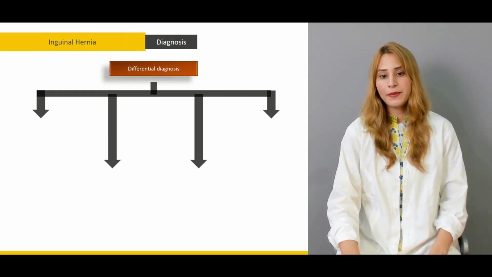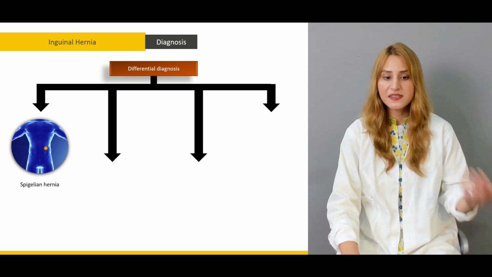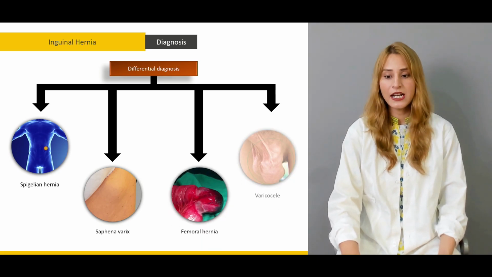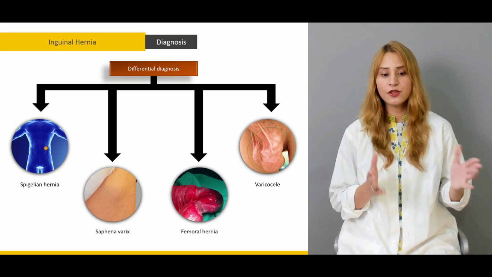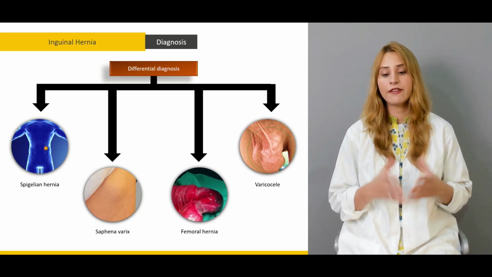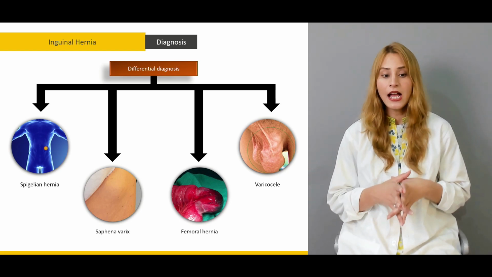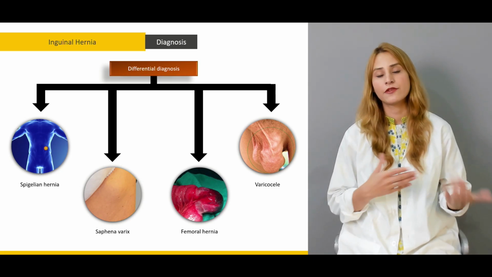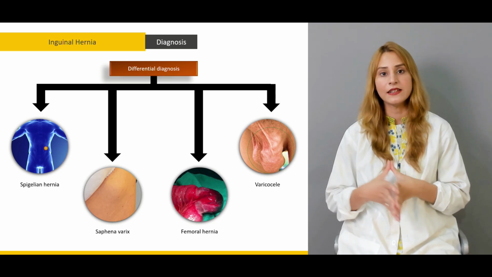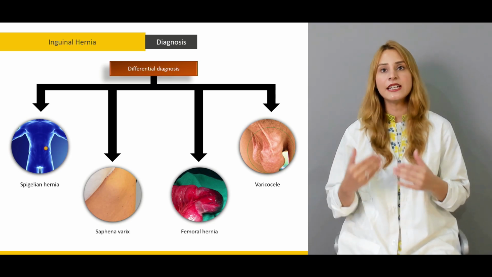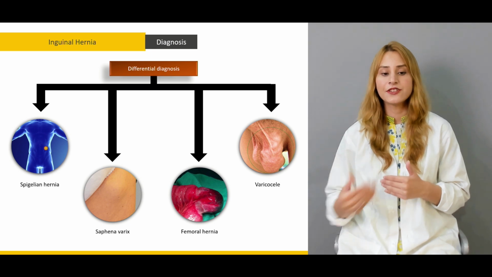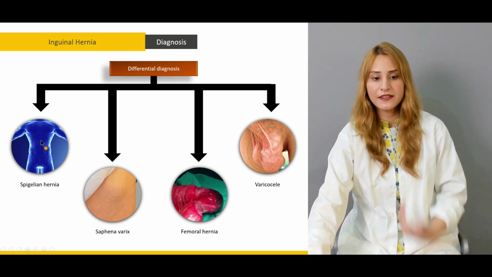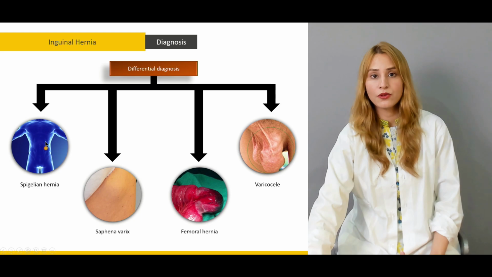If you talk about the differential diagnosis, it can be a spigelian hernia, a saphena varix, a femoral hernia, or a varicocele. Now I have to tell you what each of these is. A spigelian hernia is a defect coming through the transversalis fascia and the transversus abdominis muscle. You can see this is the median raphe, the linea alba, and it's coming from the lateral border of the rectus sheath.